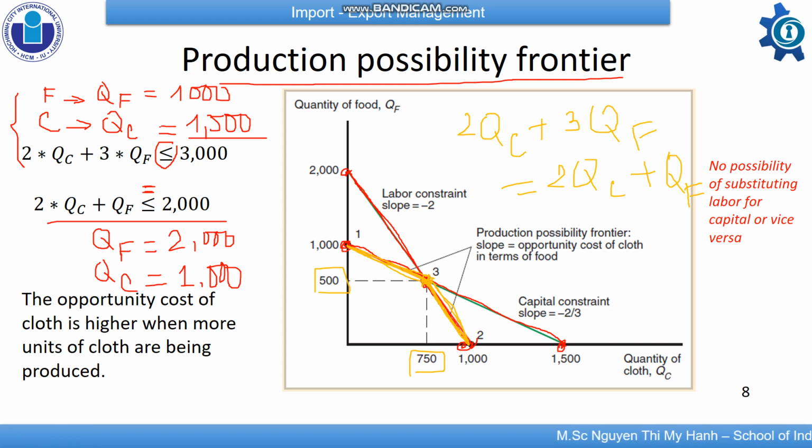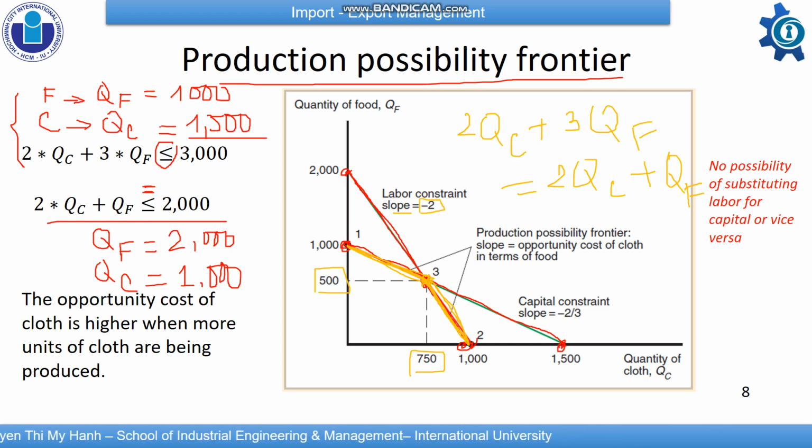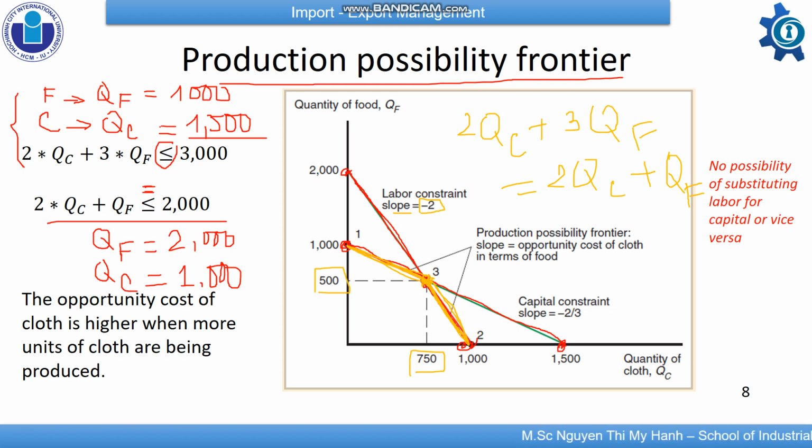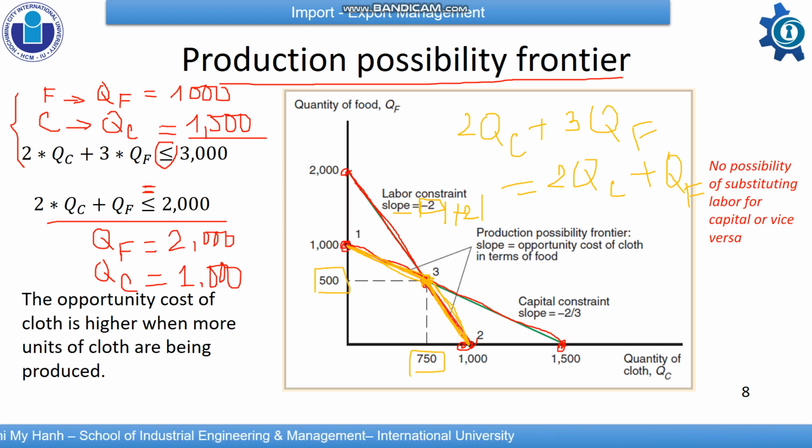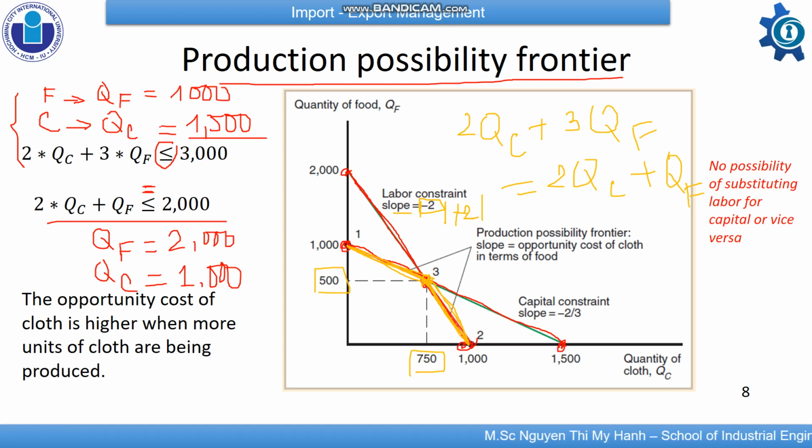And as we can see here, the labor constraint slope is equal to -2000 divided by 1000, so it's -2. If we take the absolute value of the slope, we have 2. And the same way we can calculate the capital constraint slope, which is equal to -1000 divided by 1500, and we have the value -2/3.